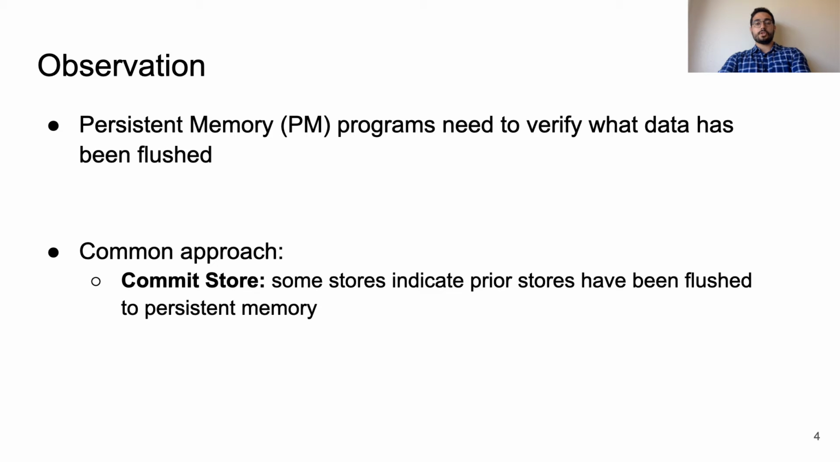We investigated such programs and made an observation that makes model checking practically feasible for them. In fact, we observed that these programs need a way to determine which data has been written out to persistent memory. The common technique is to use commit stores. These commit stores indicate that prior stores have been successfully flushed to persistent memory, and in post-crash, the program just reads from these stores to determine the data is consistent.